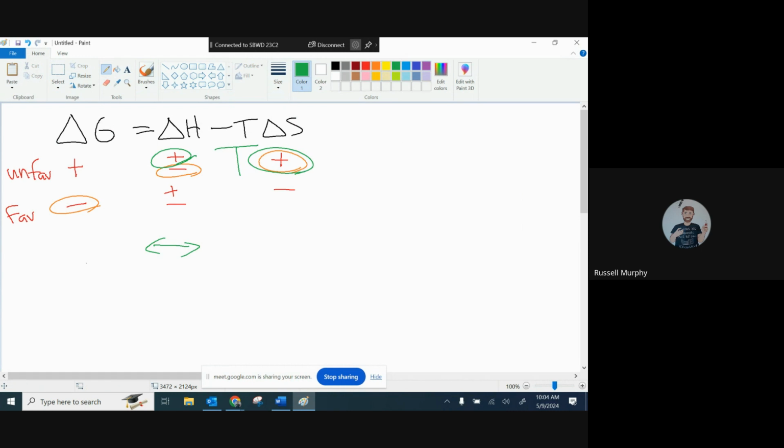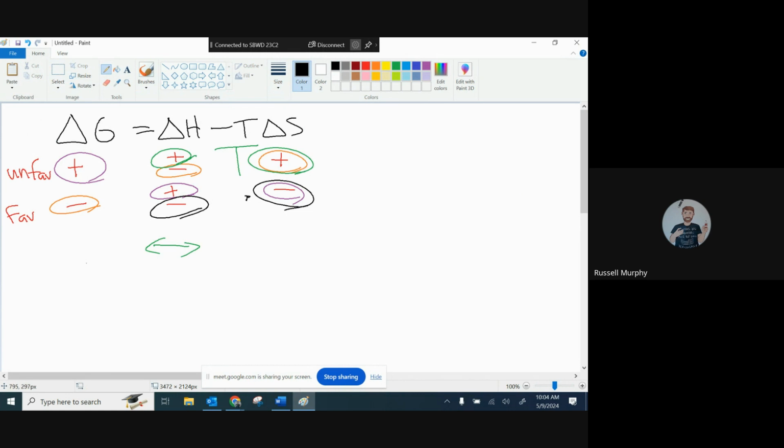Let's change colors for another scenario. What if delta H is positive and delta S is negative? It is always unfavorable. There's not a scenario where a positive delta H and a negative delta S can result in a favorable reaction. What if we have a negative and a negative? It's probably only going to work if our temperature is very tiny.